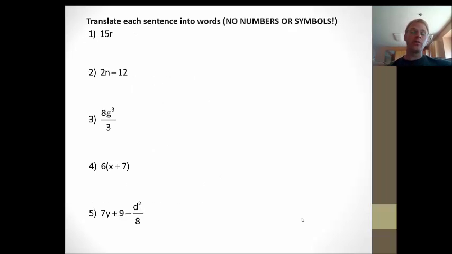Well, not only do we need to translate from sentences to expressions, but we've got to be able to go from expressions to sentences. We've got to be able to speak these words or write these words down to talk about them in class. So the first one we see there is 15r.